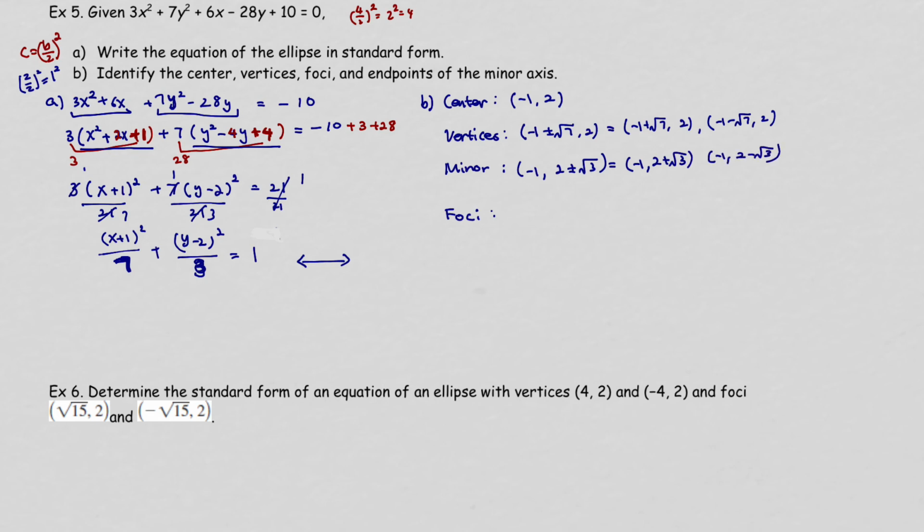And then your focus points are going to be plus minus square root of A minus B, which gives you plus minus square root of 4. That's plus minus 2. And you make changes on x, right? So it will be negative 1 plus minus 2 and 2. That gives you 1 and 2, negative 3 and 2. And that's how you're going to find your values.